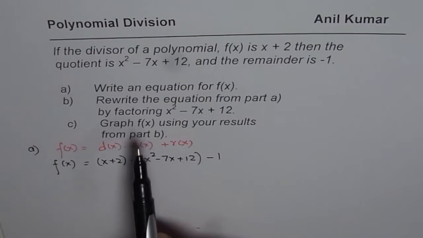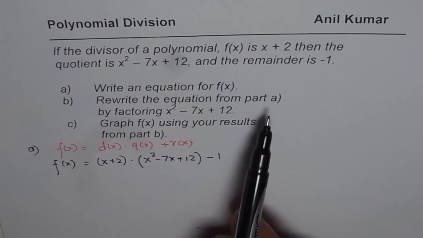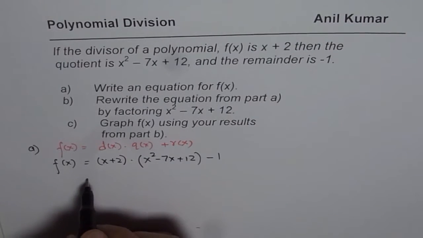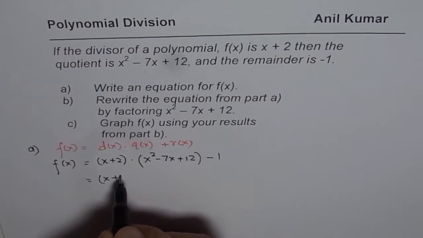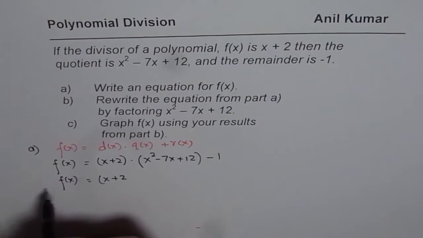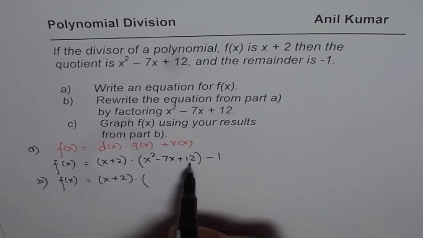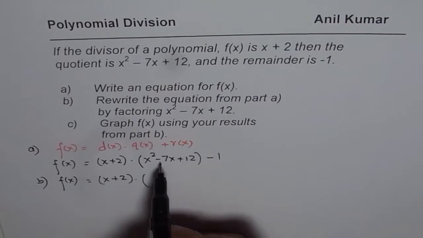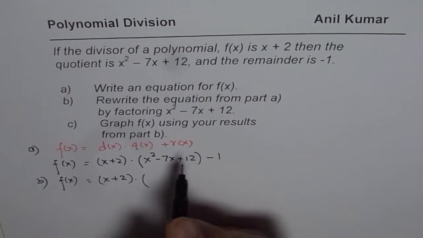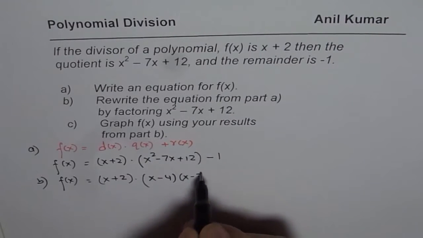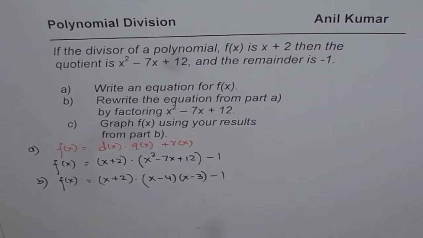Now part B is rewrite the equation from part A by factoring x squared minus 7x plus 12. So let's do that part, which is x plus 2. So we are doing part B now. We are looking for two numbers whose product is 12 and whose sum is minus 7. 4 times 3, both negative, right? So we get x minus 4 times x minus 3, correct? So that is the factored form, correct? So we are done part B.